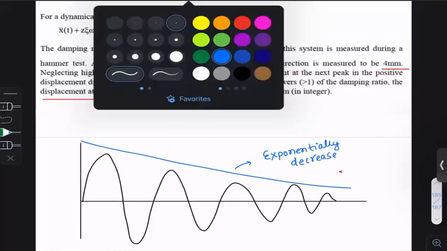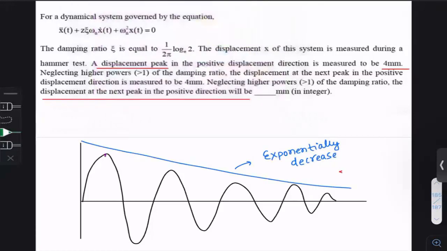Okay, so this is your x1, suppose. This is your x1. This is your x2. The first amplitude is your x1. This is your x2. So x1 amplitude is given to us. x1 is 4 mm, right? And actually x2 we need to find out.